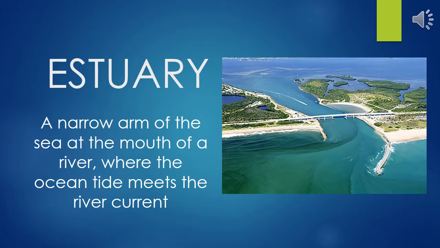Estuary. An estuary is a narrow arm of the sea at the mouth of a river where the ocean tide meets the river current. Here we see the Sebastian Estuary, located between Vero Beach and Melbourne Beach on the east coast of Florida.